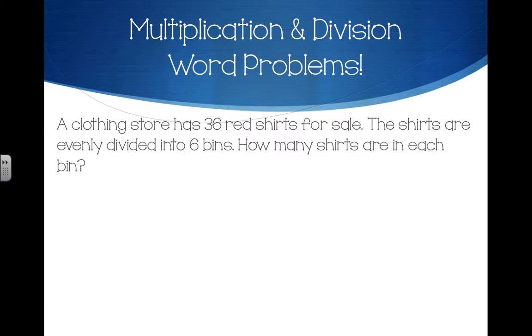Here's our next word problem. A clothing store has 36 red shirts for sale. The shirts are evenly divided into 6 bins. How many shirts are in each bin? Well, am I going to solve it first? Nope. We are going to pull out our important information. 36 red shirts. That is important information. That is the total number of shirts we will be working with.